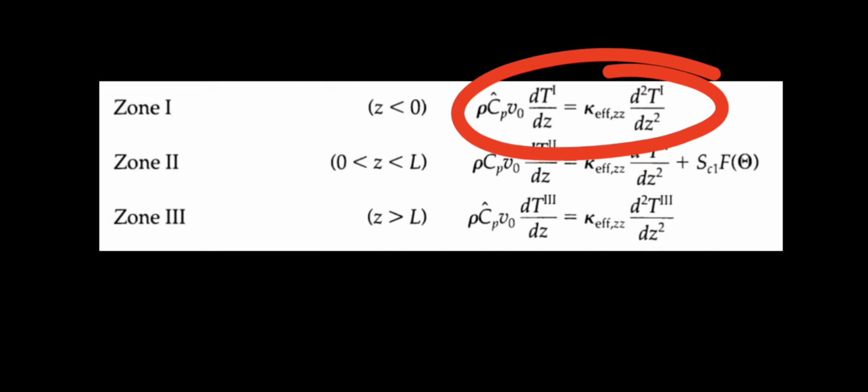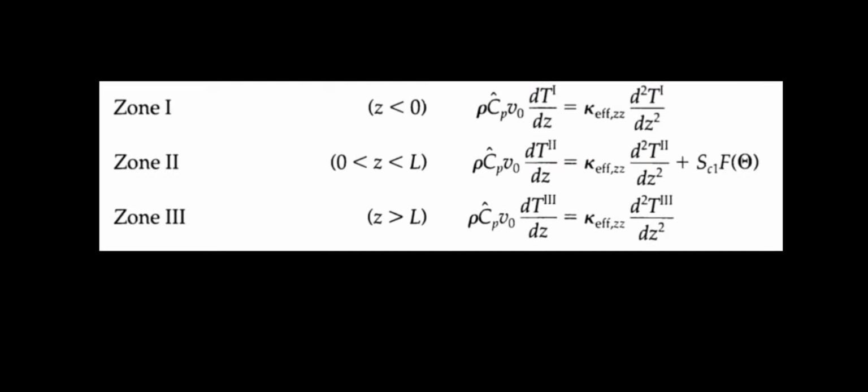Now for zone 2, this equation is the governing equation. This equation is non-homogeneous due to the presence of the term S, which represents the chemical heat source or sink. The form of S itself can be complex, often being a function of temperature and the concentration of reactants, as dictated by the reaction kinetics.